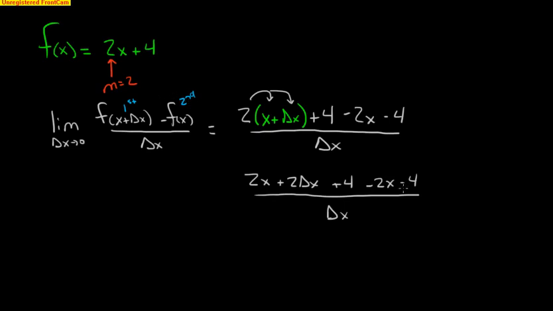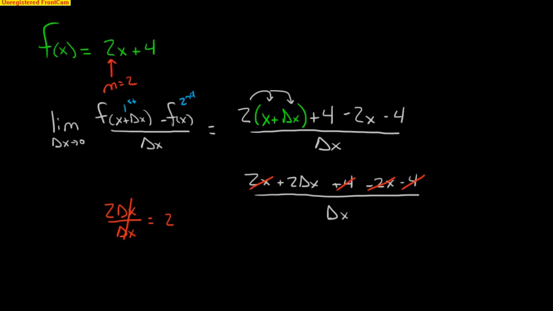So let's take a look here. I've got negative 4 and positive 4. Negative 2x and positive 2x. And then what do I have left? I have 2 delta x over delta x. And again, those cancel, and I'm left with just 2.